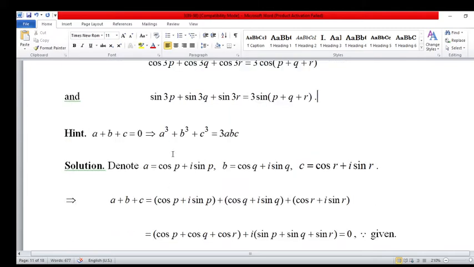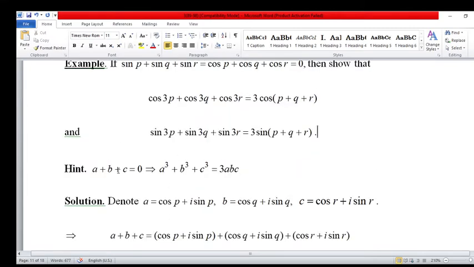For this we have the formula: a plus b plus c is equal to 0. This implies a cube plus b cube plus c cube is equal to 3abc. Why 3abc? Suppose (a plus b plus c) times (a square plus b square plus c square minus ab minus bc minus ca) is equal to a cube plus b cube plus c cube minus 3abc, which is equal to 0. So a plus b plus c is equal to 0, meaning the sign changes here. So this is 3abc.